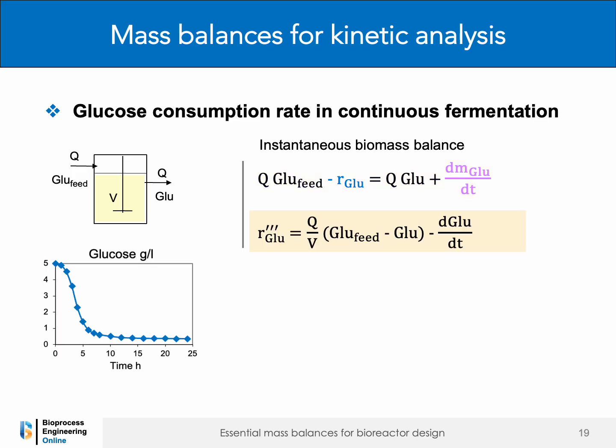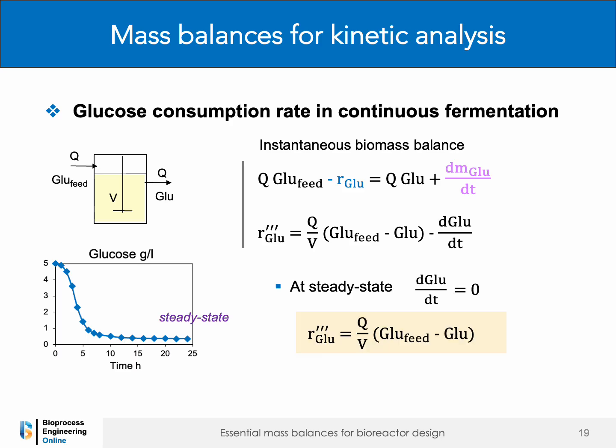Using the volumetric glucose consumption rate, R_GLU''', the balance becomes R_GLU''' equals Q over V times GLU_feed minus GLU, minus dGLU over dt. Thus, for a continuous system, the volumetric glucose consumption rate is not simply equal to the time derivative of the glucose concentration. It also includes contributions from the glucose inlet and outlet flow rates. When steady state is reached, the time derivative dGLU over dt becomes 0, and the volumetric glucose consumption rate simplifies to R_GLU''' equals Q over V times GLU_feed minus GLU.